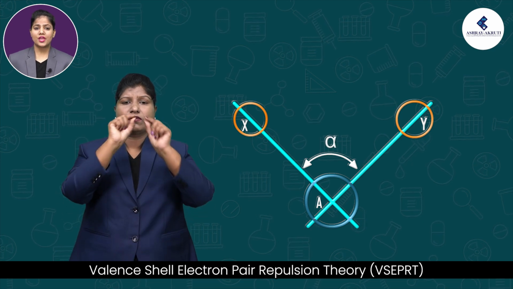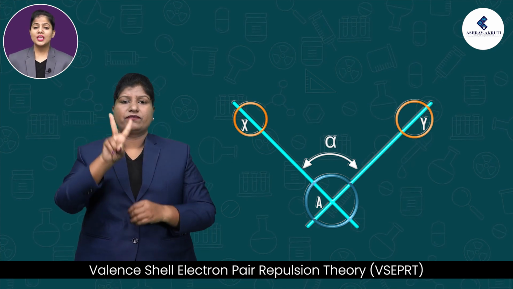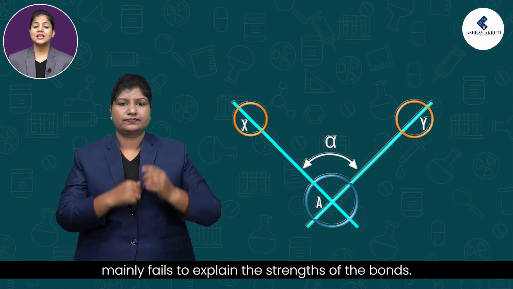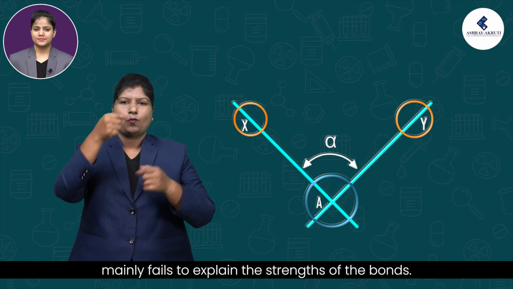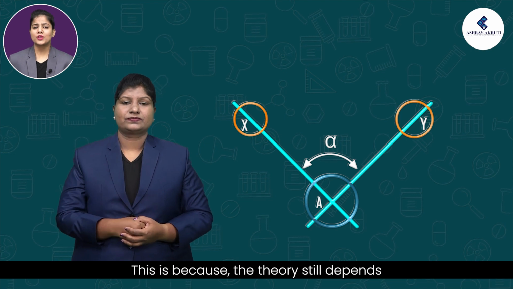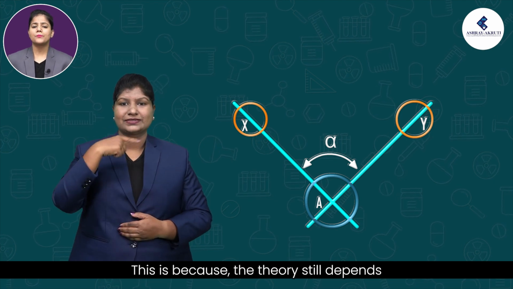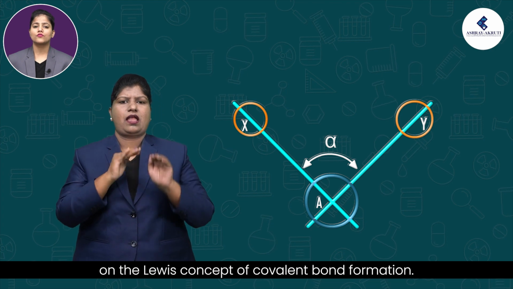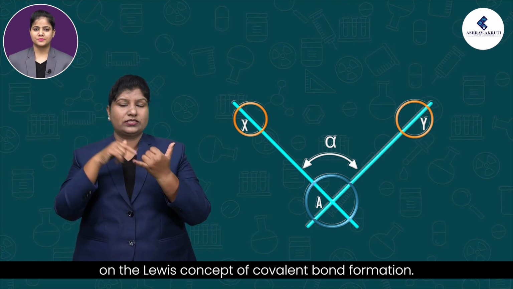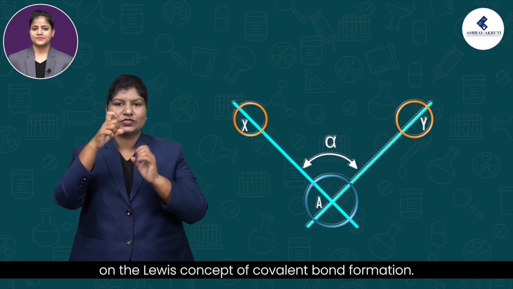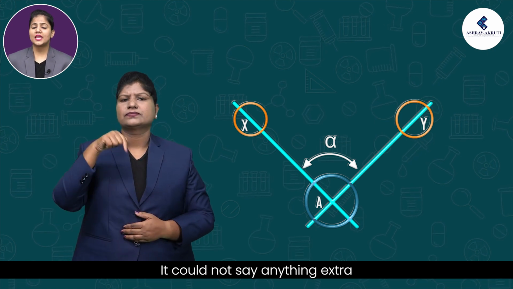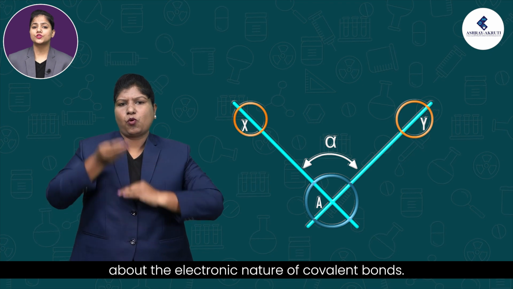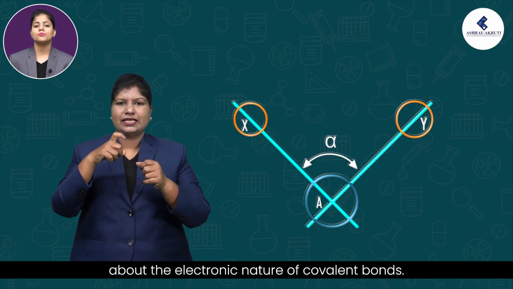Valence shell electron pair repulsion theory, VSEPRT, mainly fails to explain the strength of the bonds. This is because the theory still depends on the Lewis concept of covalent bond formation. It could not say anything extra about the electronic nature of covalent bonds.